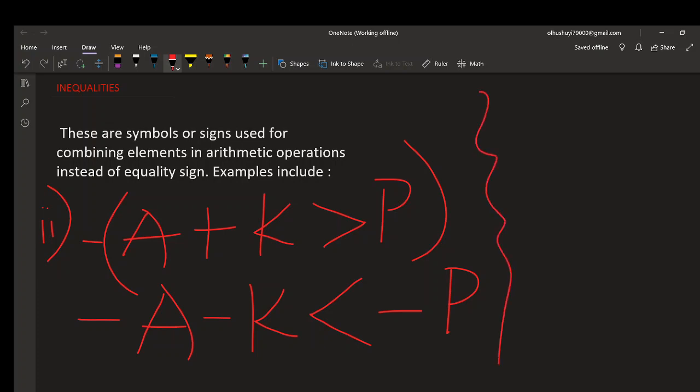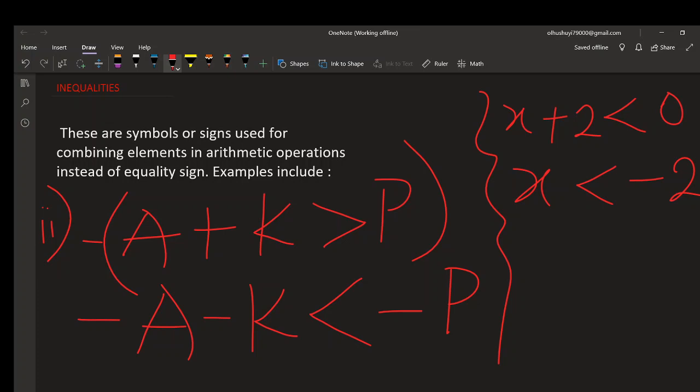If you have something like this, x plus 2 is less than 0. So if you're having this, what do you do here? You subtract 2 from both sides, and it means x will be less than minus 2. This one, the symbol will not change because it's just addition and subtraction of signs.